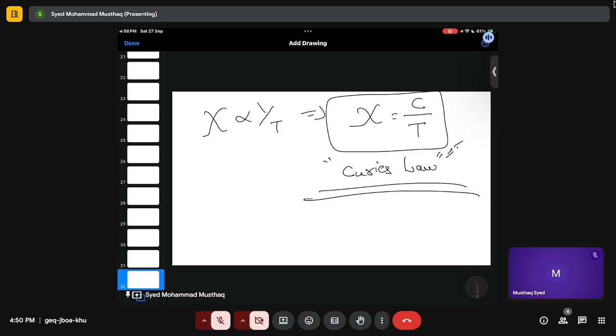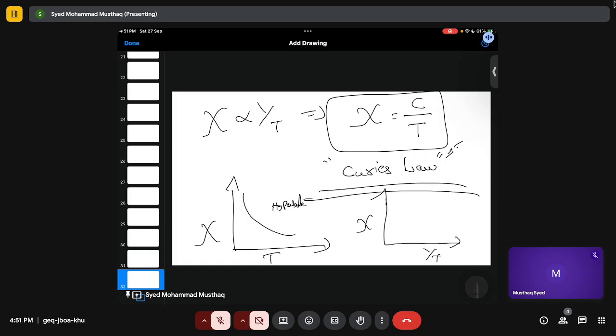Now you people know how the Curie's law came. It is just mathematics. I mean, not simple mathematics. There are many assumptions, such as my material is not interacting, and the spins are not interacting. That is the main assumption. So it will be a hyperbola, and if I plot it like this, then it will be a straight line. That's all for the paramagnetic materials.